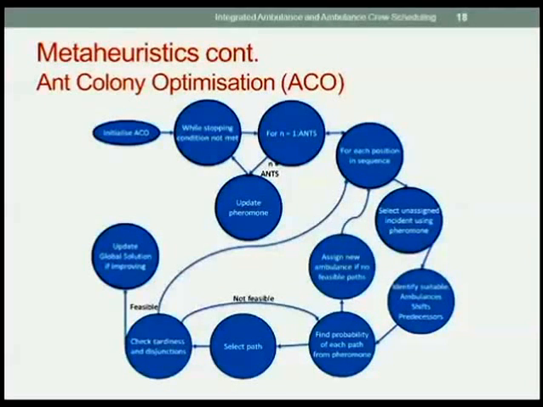So once I've selected an incident, I then have to identify all the possible paths. So which ambulances, which shift, which jobs are good to place in the same ambulance, which should be first, those kind of decisions. There's a probability assigned to each of those paths, and I use the ant colony optimization to select one of those paths to trial. If it meets my tardiness and no overlapping requirements, it will be accepted. Otherwise, I'll select another path based on the updated probabilities. When I run out of paths, that's when new ambulances are introduced into the model.